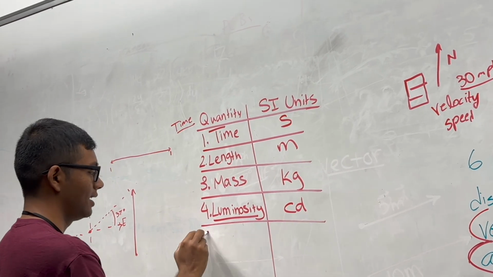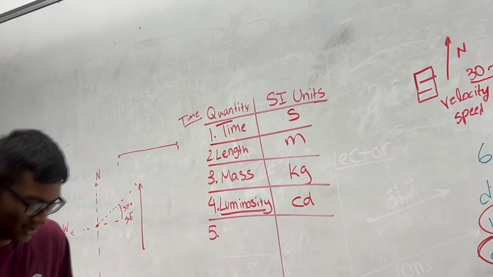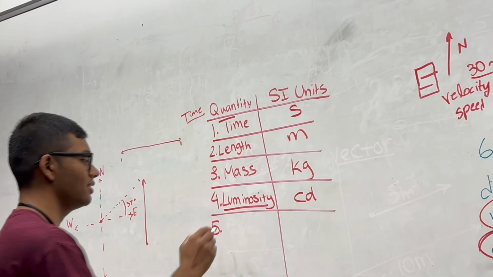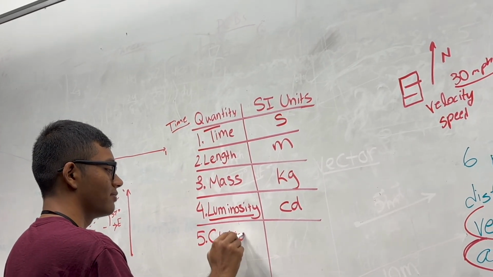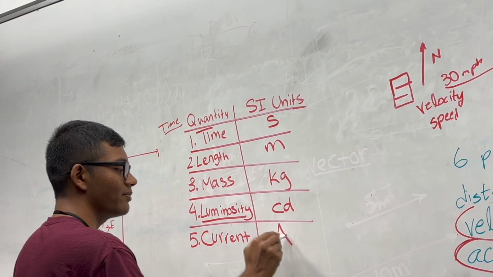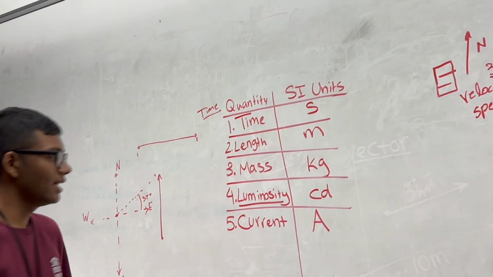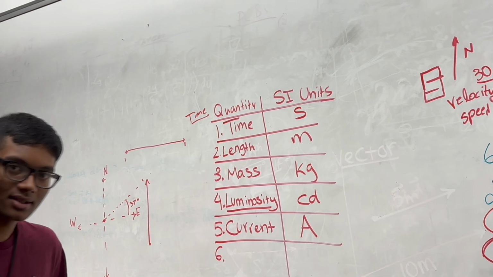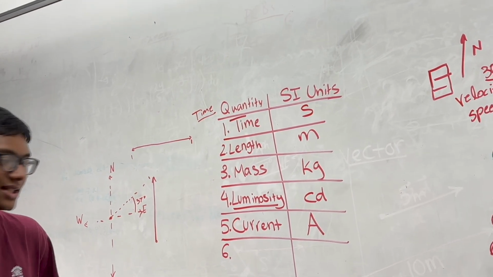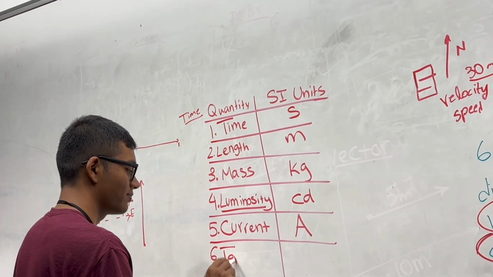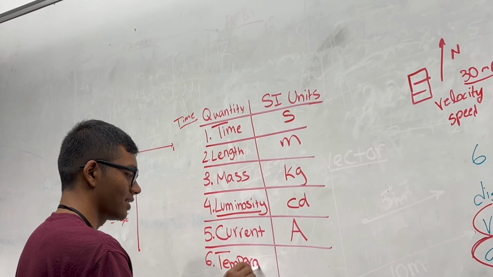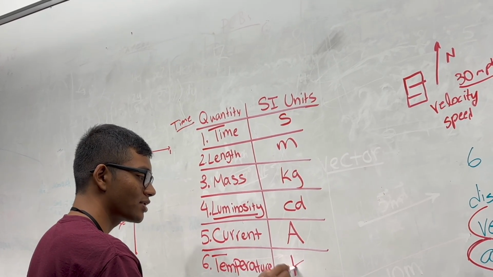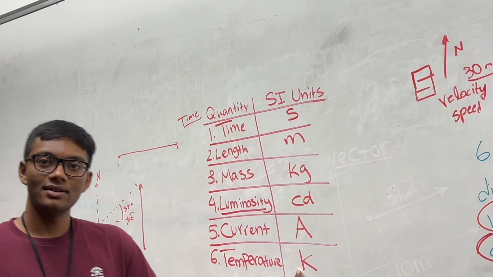Okay. Next one is current. Current is measured in amps, or ampere. Okay. And let's see, there are 7. What else am I missing? Temperature. Okay. Temperature is measured in Kelvin. Okay. And then the final one. Okay, yeah, sure. Go ahead.